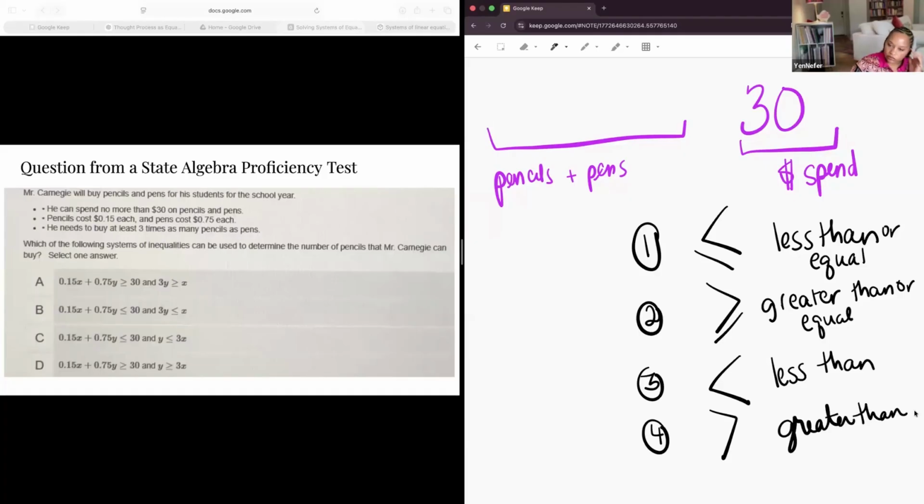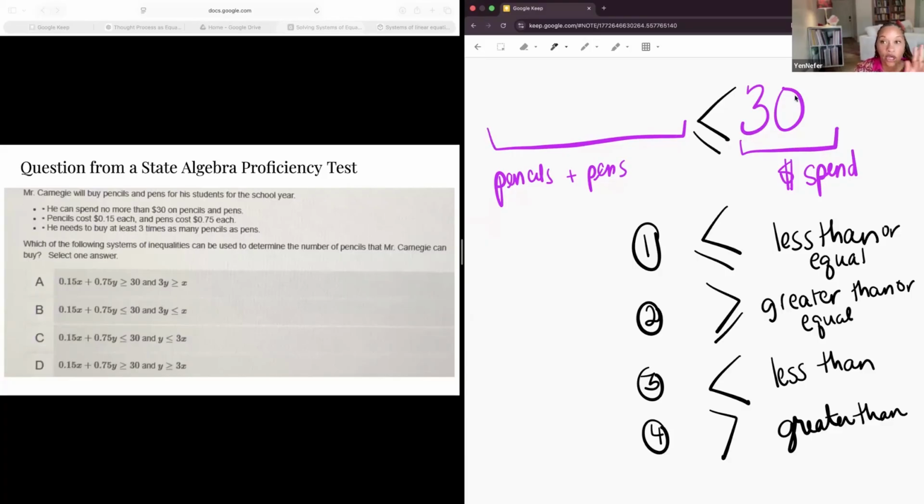Okay. So now, which symbol do we need to use? He's buying pencils and pens, and he can spend no more than $30. So can he spend everything less than or equal to 30 or everything greater than or equal to 30? Okay, you're right. He can spend everything less than or equal to $30. So that is what we put in.